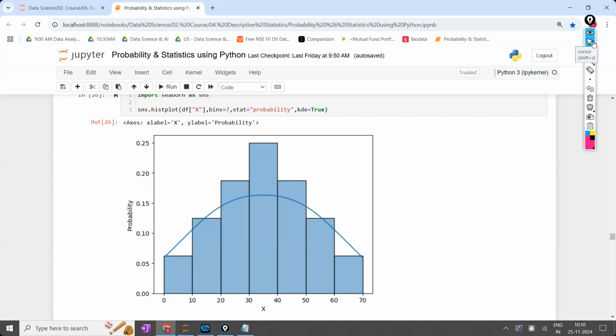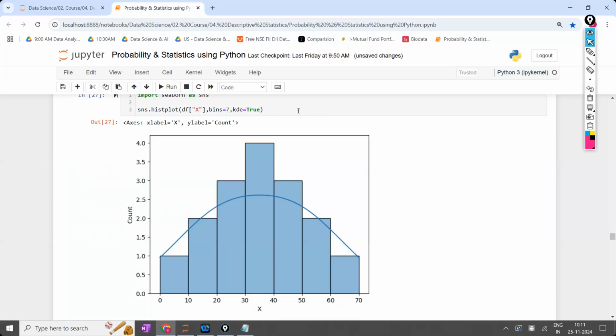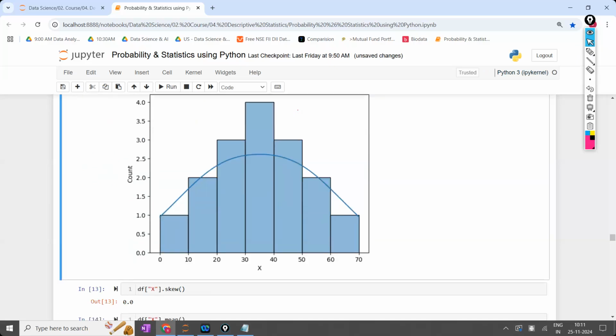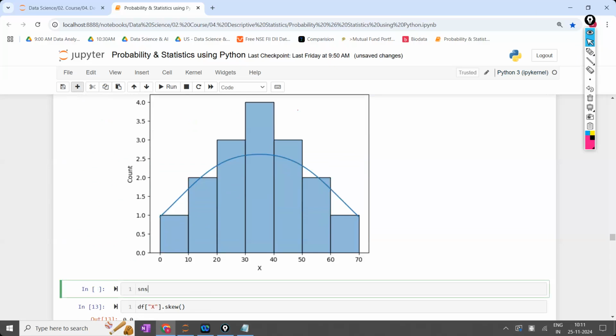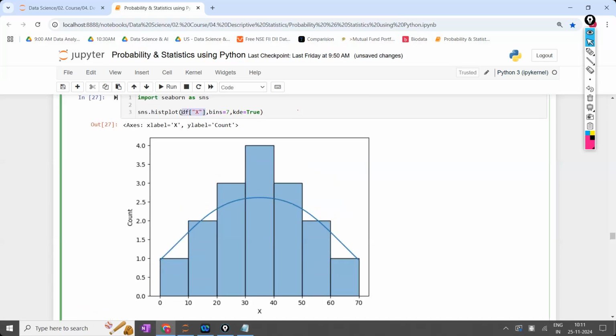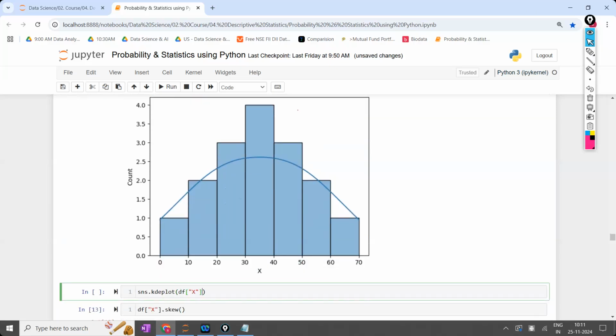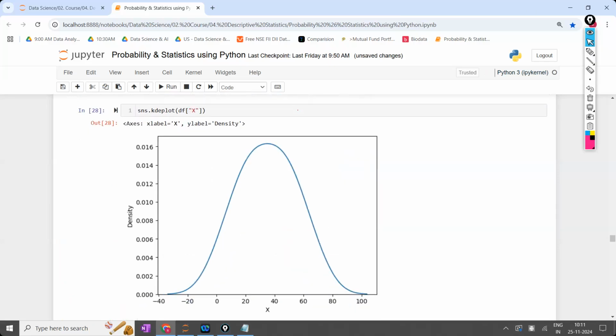Now, once you get the density curve, generally what we'll do is write the histogram and apply the density curve to it. If you want the density curve exclusively, we have sns.kdeplot. This gives only the density curve of the column you are looking for. If you take the df of the x column and want a KDE plot, it gives only the density curve. This is the exclusive density curve.